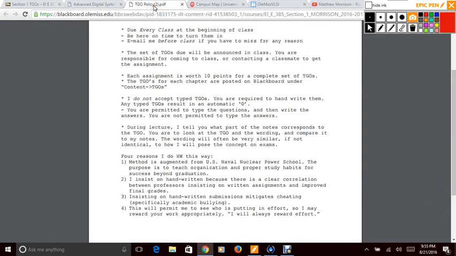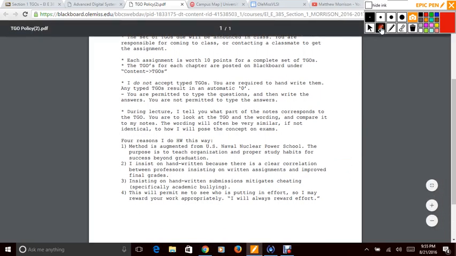Now, number seven, I state, the question is, in the TGO policy, I describe four reasons why I do homework this way. State them. So I want you to copy, handwrite these four, and state them. One, the method is augmented from the U.S. Naval Nuclear Power School, which I went to when I was in the Navy. The purpose is to teach organization and proper study habits for success beyond graduation.